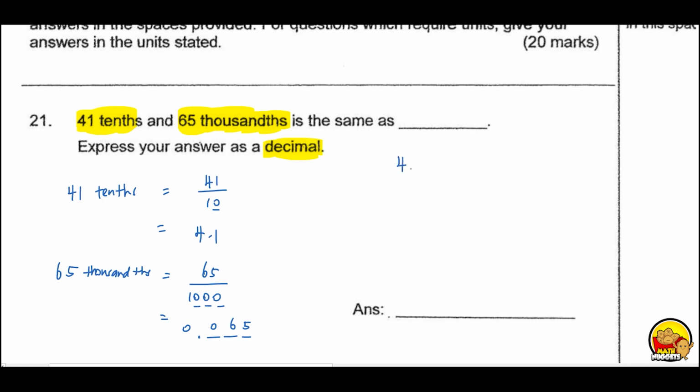Next, we need to add them together. Now, adding them together, we will align the decimal point. Your point is here. Make sure your decimal points are aligned. So that's 0.065. Fill in more zeros at the back. And I'll do addition. And it gives me 4.165.